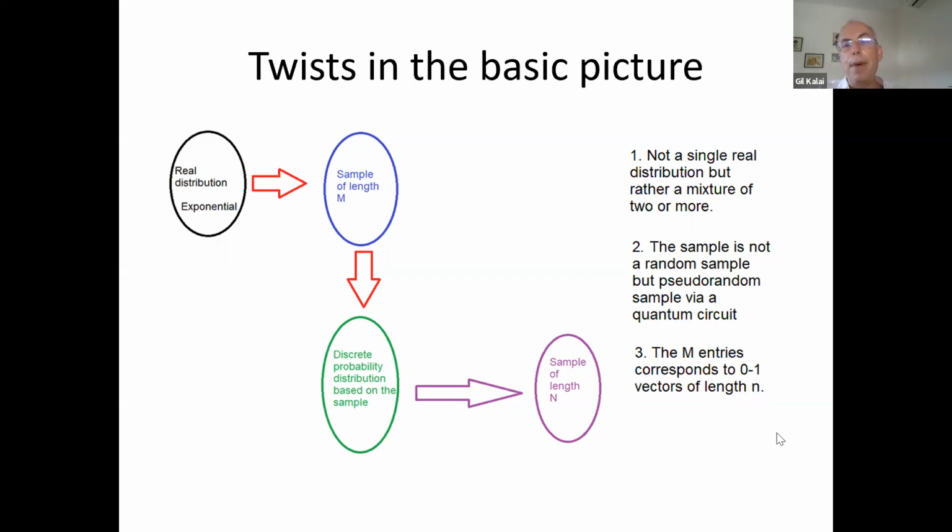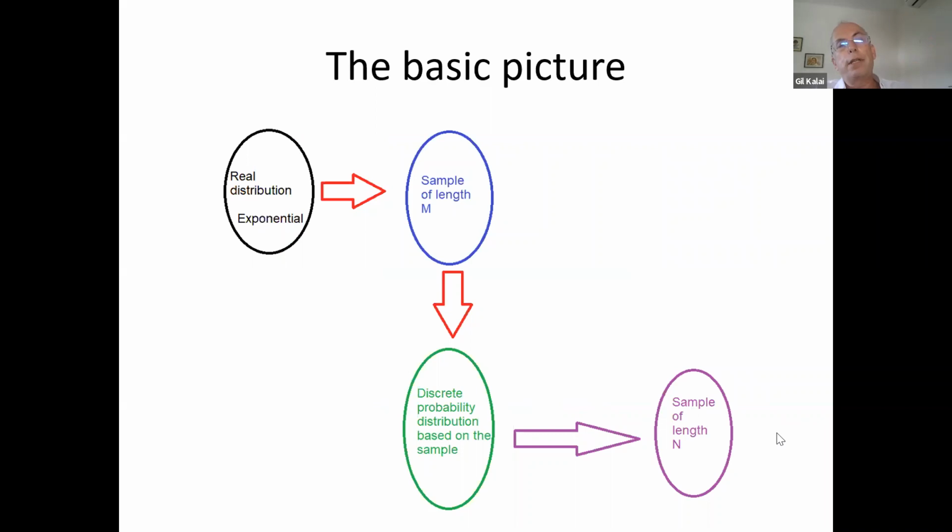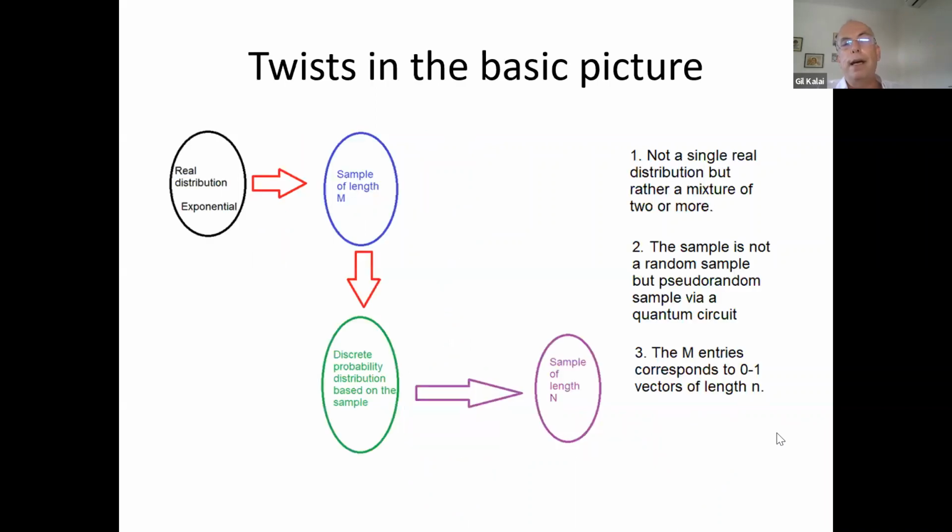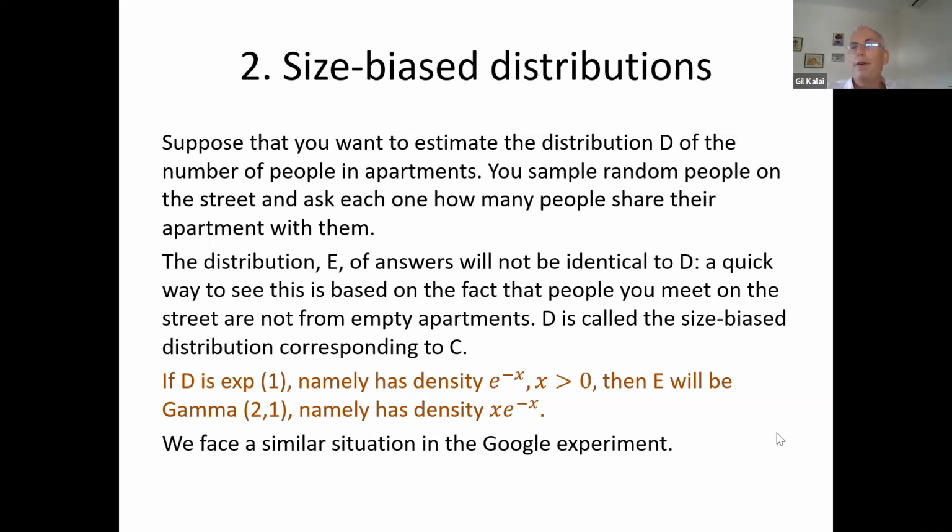And the other remark is that the m entries in this large picture, in the finite probability distribution, correspond to 0, 1 vectors of length n. So the outcome of the experiment is a bunch of 0, 1 vectors of length n. Okay, so this was the first snapshot.